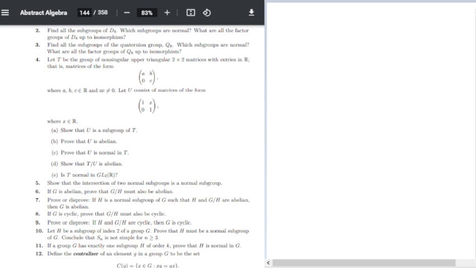I mean, I should do this. I should just practice, because there's going to be some matrix stuff soon. I don't know if it's next chapter. But so we have the set of all matrices A, B, 0, C with AC not equal to 0.